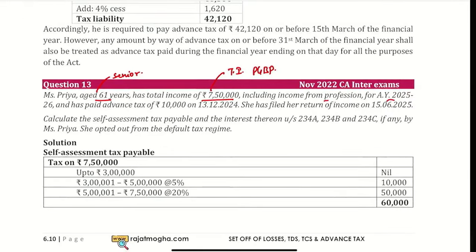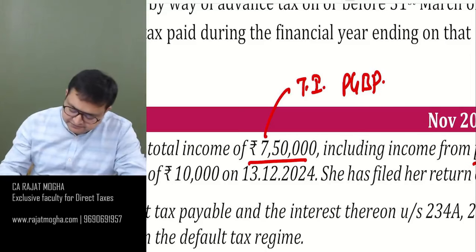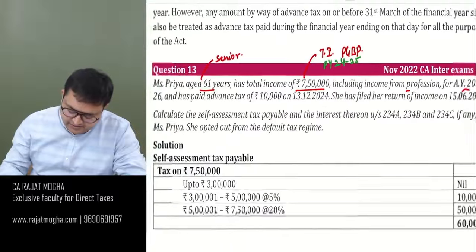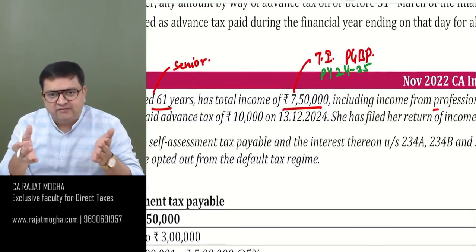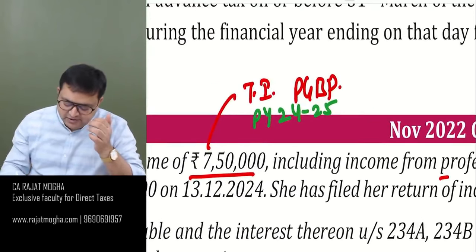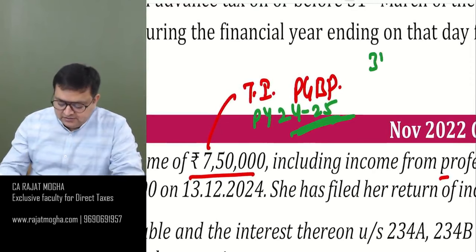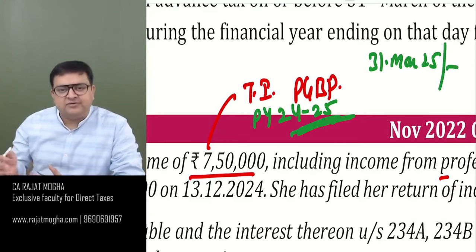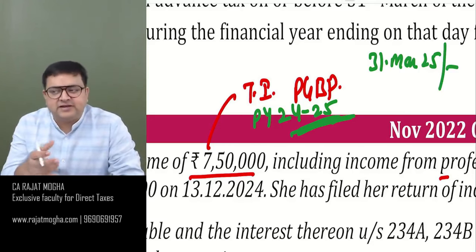For assessment year 25-26, that is, this income she has earned in previous year 24-25, right? And what is advance tax, guys? Whatever we deposit during the year, that is advance tax. So this is previous year 24-25. Whatever is deposited up till 31st March 25 is called advance tax. After that, which we deposit, that is called self-assessment tax. So any tax which is deposited during the previous year itself is called advance tax.